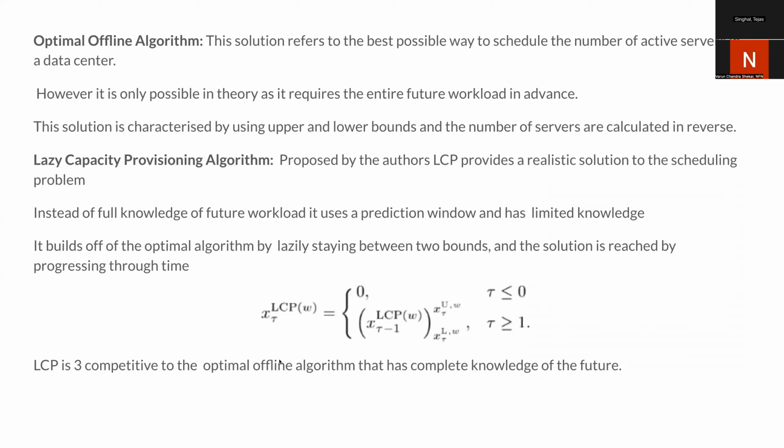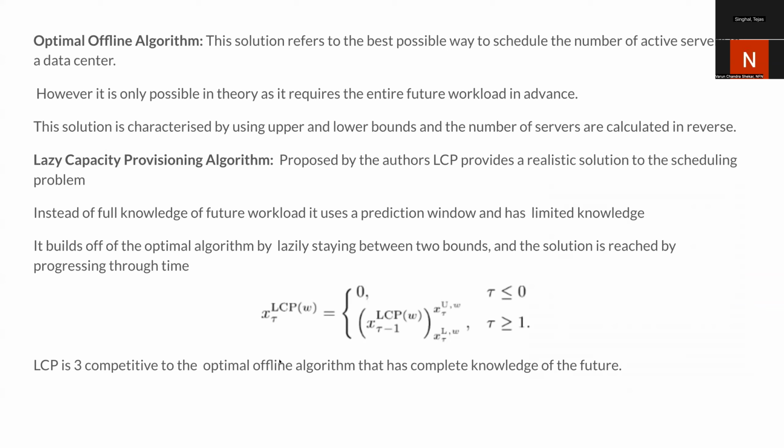So with LCP, only the operating cost for a prediction window is known, and the equation to represent the number of active servers in LCP is given by the number of active servers at t minus 1, which is then bounded by the lower and upper bound. The LCP algorithm is three times competitive to the optimal offline algorithm. What this means is that even in the worst case scenario, the LCP algorithm will perform at the most three times worse than the optimal offline algorithm.